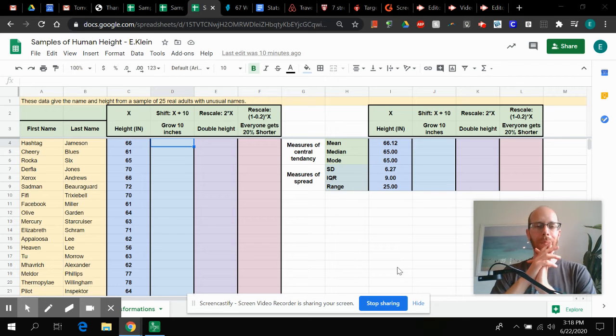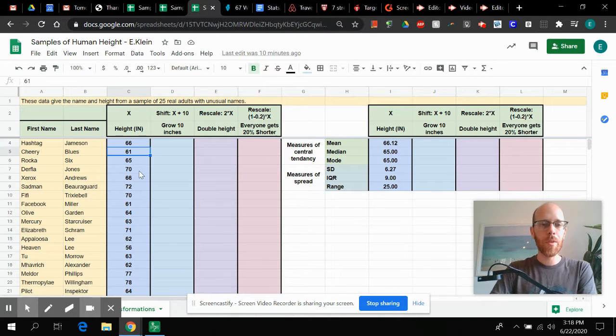Hey, Mr. Klein back here, and we are going to conclude our discussion about measures of central tendency, or the center, by looking at what happens to the center of a distribution when you transform the data. So we're working with our same group of people here. We've got our 25 people with unusual names, and we're looking at their heights in inches.